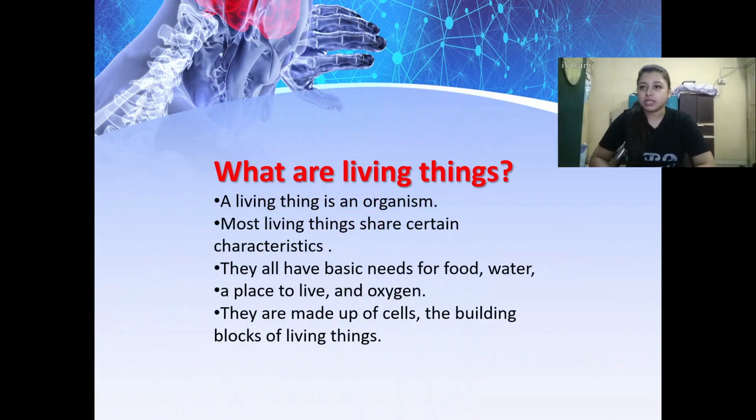What are living things? A living thing is an organism. Most living things share certain characteristics. What are these characteristics? They all have basic needs for food, water, a place to live, and of course oxygen. They are made up of cells.